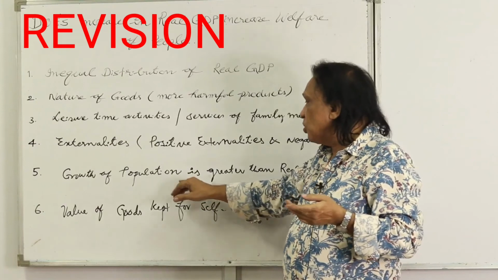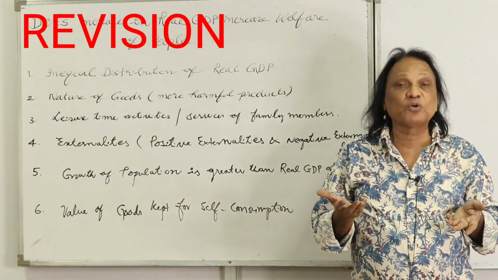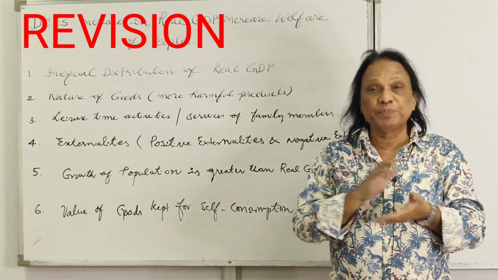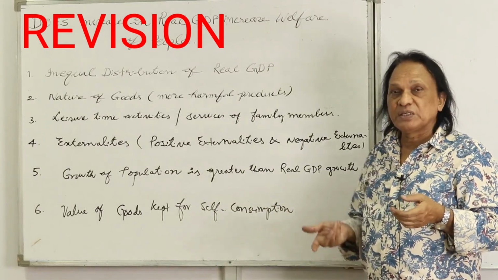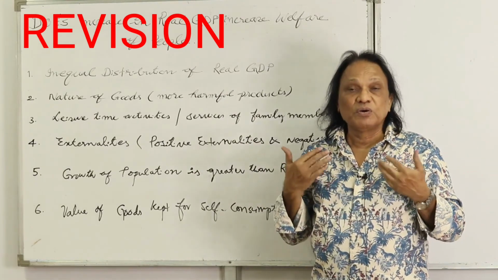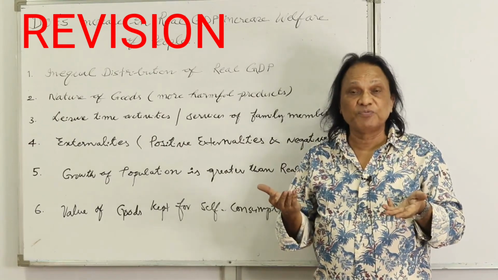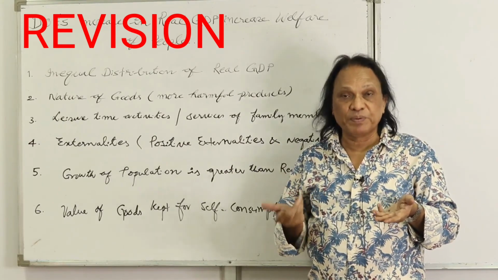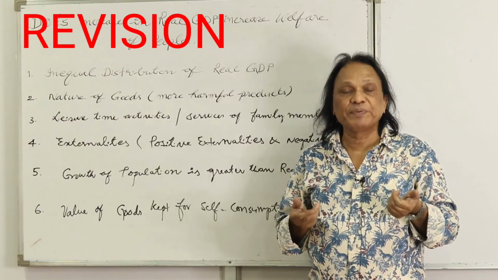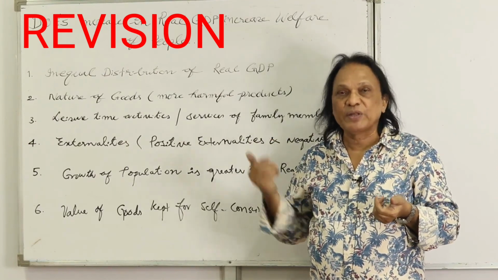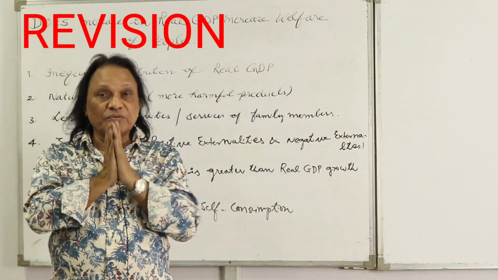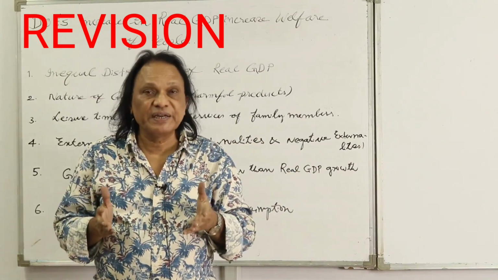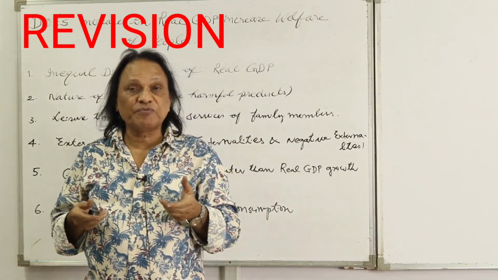The next one is that growth of population is much faster than the increase in real GDP. And the last point is value of goods kept for self-consumption. In villages, the farmers produce goods for themselves, food grains and some farm implements, that increase their happiness, but they are not included. So the question is, does an increase in real GDP increase the welfare of the people? Definitely not. I'm sure you must have followed it.